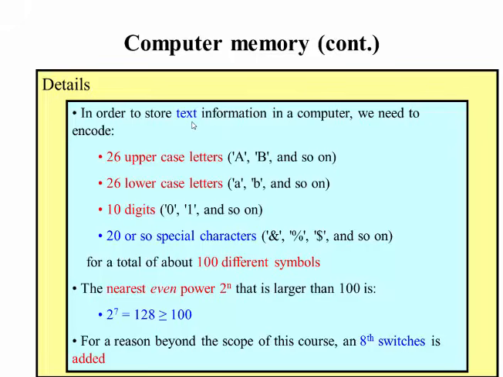In order to store text information in a computer, we need to encode 26 uppercase letters, A, B, and so on, 26 lowercase letters, a, b, and so on, 10 digits, 0, 1, and so on, 20 or so special characters, like your and, your percentage, your dollar sign, and so on, for a total of about 100 different symbols. The nearest power of 2 that is larger than 100 is 2 to the power of 7, which is 128, which is greater than or equal to 100. For a reason beyond the scope of this course, an 8th switch is added.